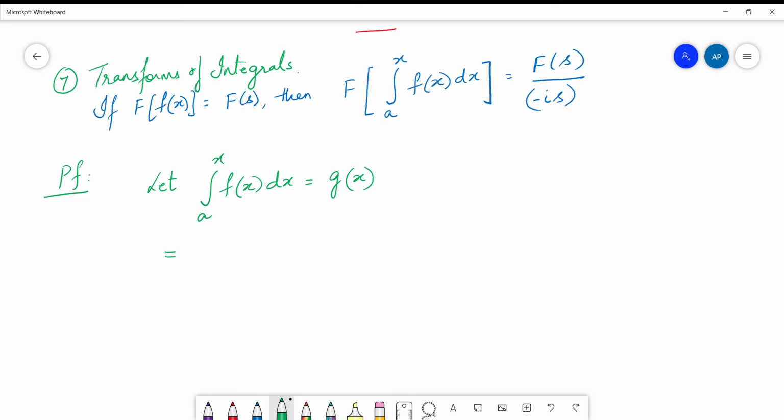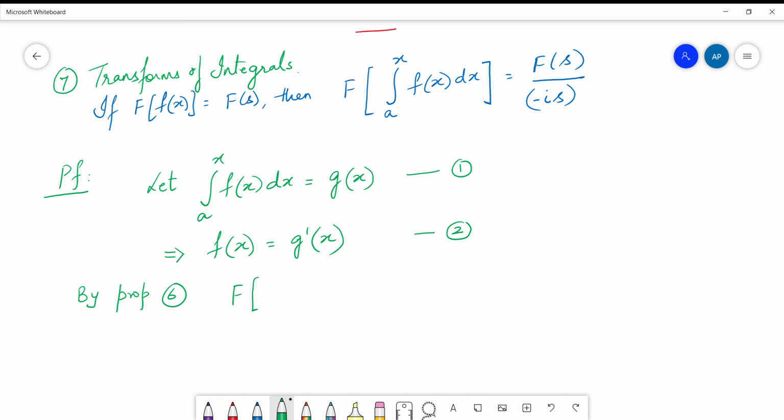So when we differentiate both sides with respect to x, I am sure you will agree that f of x will be equal to g dash of x. Since integral and differentiation are reverse operations, when you differentiate both sides with respect to x, you will get f of x equal to g dash of x. Let's call them 1 and 2. By property number 6, we proved in the previous property, by property 6, what did we prove there? The Fourier transform of the first derivative.